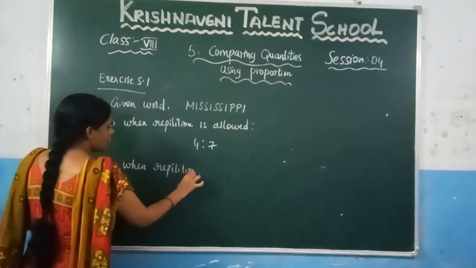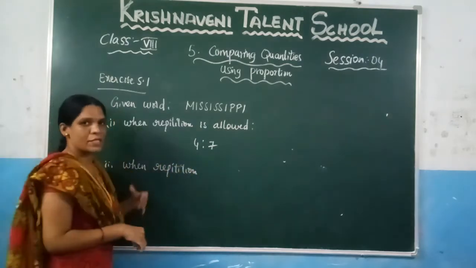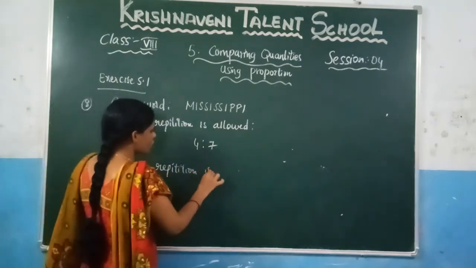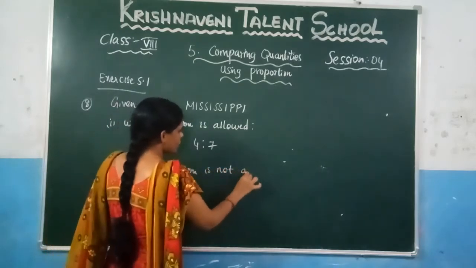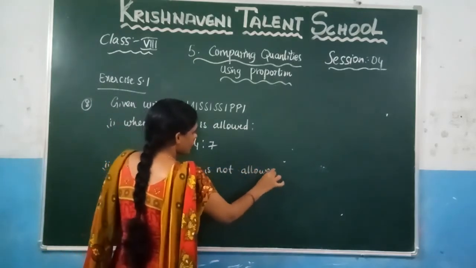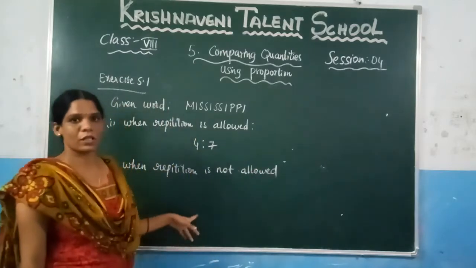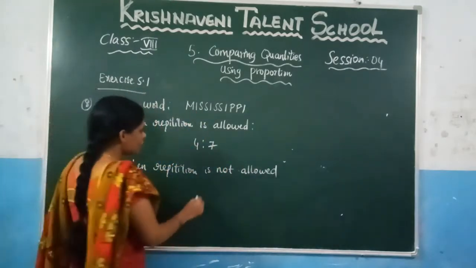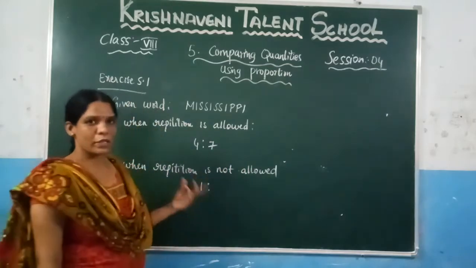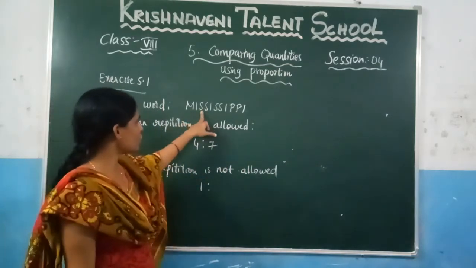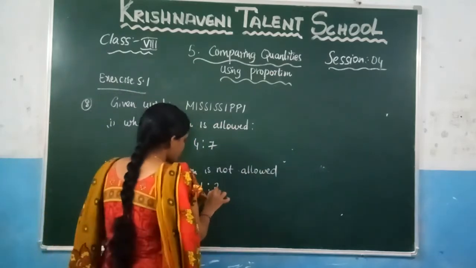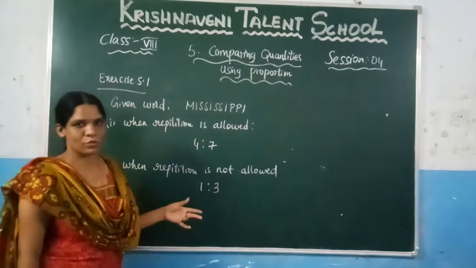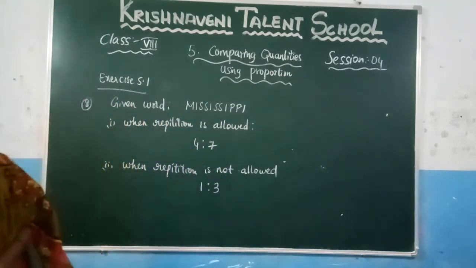You need to consider one letter only once. If it is repeating again and again, you still need to consider it only once. If you are counting like that, let us see how many vowels are there. Clearly only one vowel is there, so 1:2. How many consonants are there? 1, 2, 3. 3 consonants are there. So this is the ratio. Now let us see the next question.